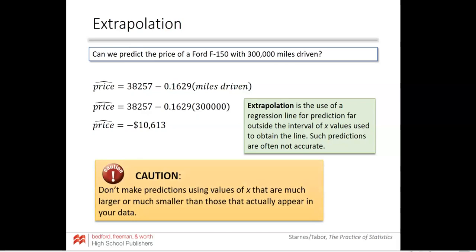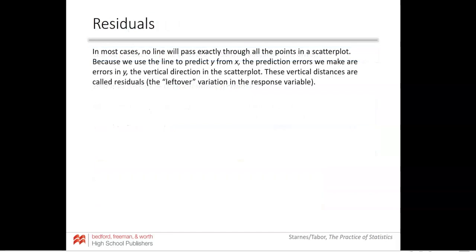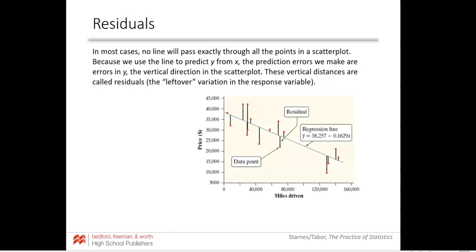Appear much larger or much smaller; technically much smaller would also be an extrapolation. So usually it's much larger, but it could be. So what is a residual? These are vertical distances. That's a big key. I need you to think about those as y values, almost like vertical distances.